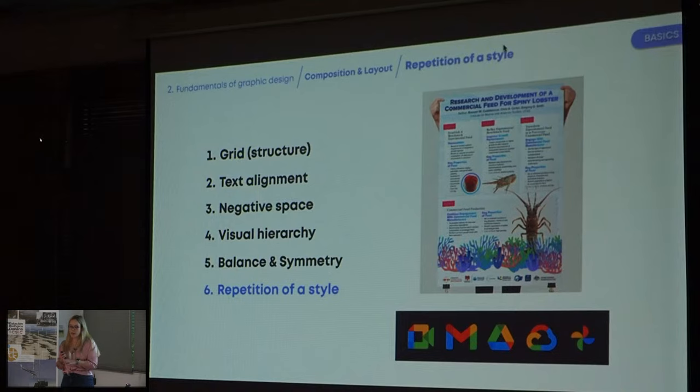So we've seen the grid, text alignment, negative space, visual hierarchy, balance and symmetry. And also important is the repetition of a style, because it gives a sense of unity. By repeating certain elements like color or shapes or patterns, we can create a strong visual language that ties together the whole design. For example, in a poster, if you use the same header for every type of section, or you use the same color palette, you will create a sense of unity rather than a collage of different parts that really don't belong together.